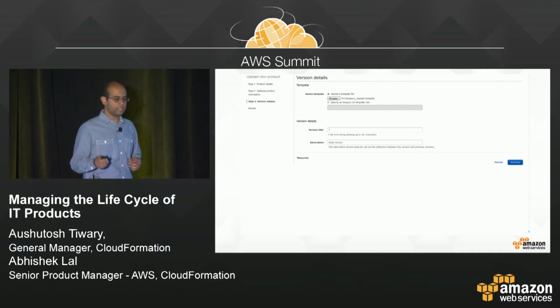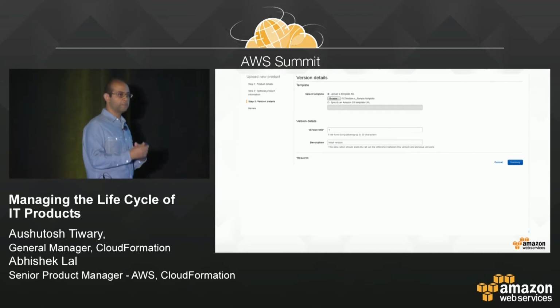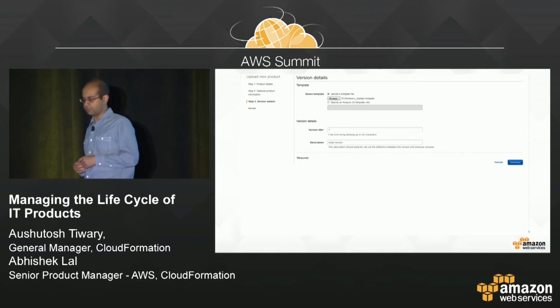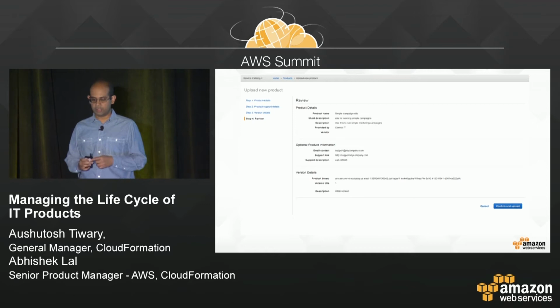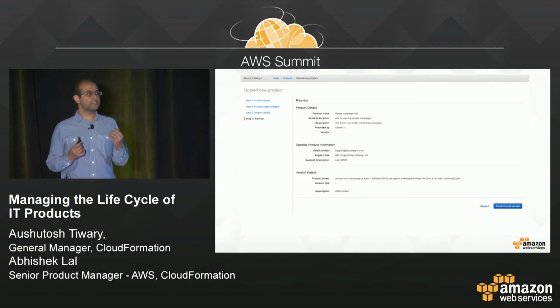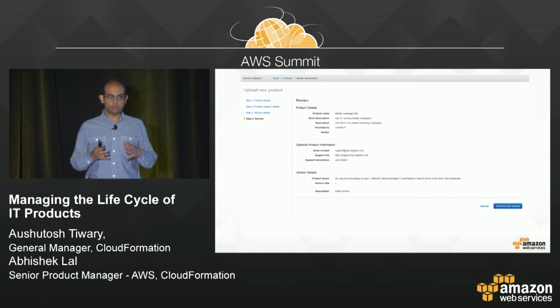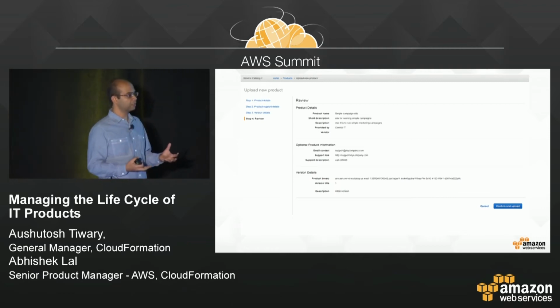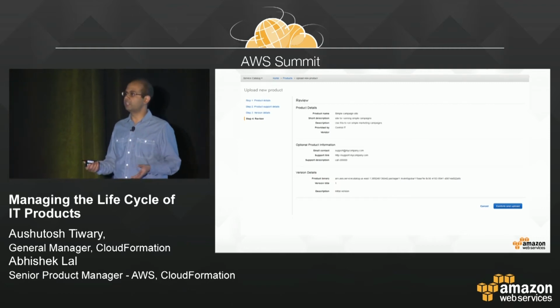Once I've uploaded the template, I provide version details. You can imagine over the lifetime, you will be creating different versions of the product. So this is version 1. And then I get a nice summary view. So in these 3 easy steps, I've provided all the information needed to package my infrastructure as an IT product and to list that into the catalog.